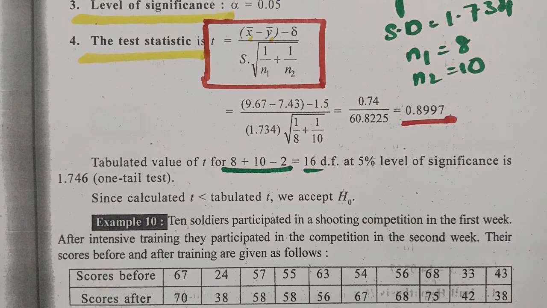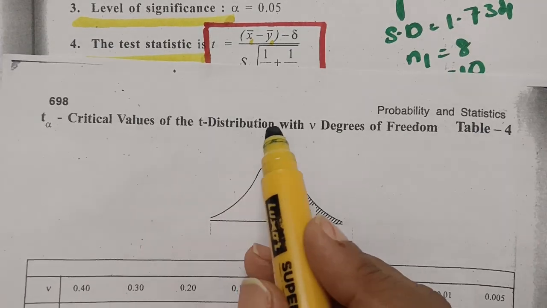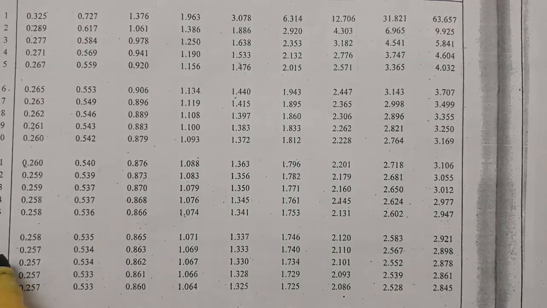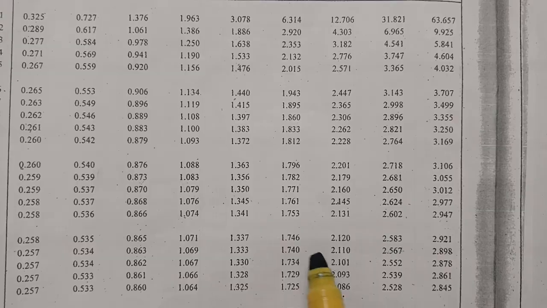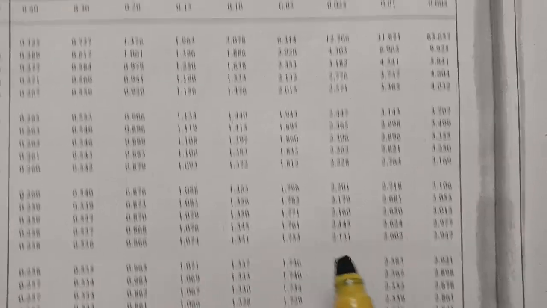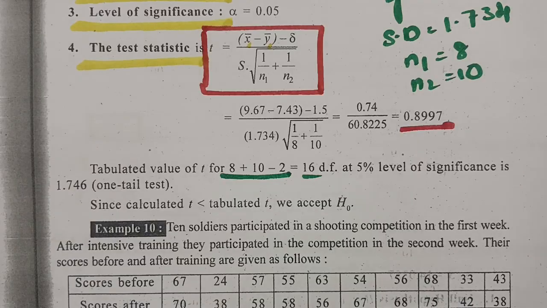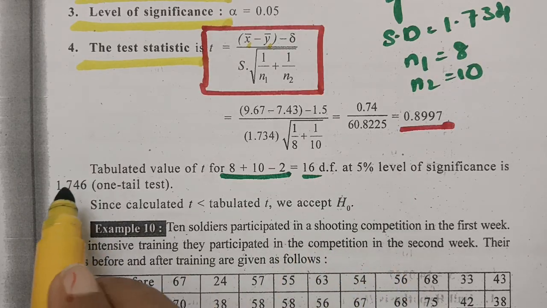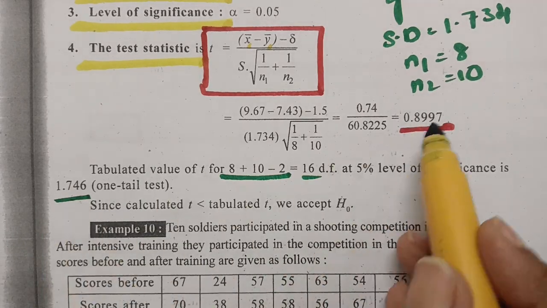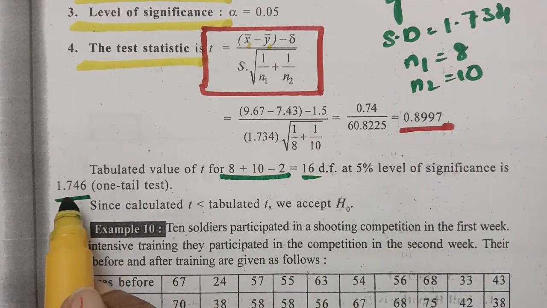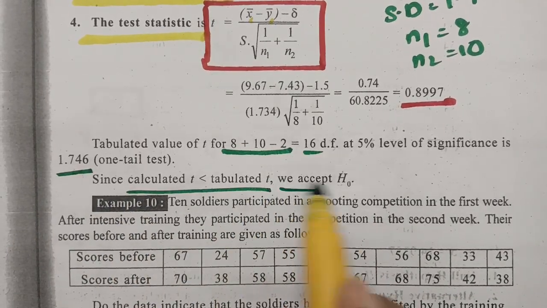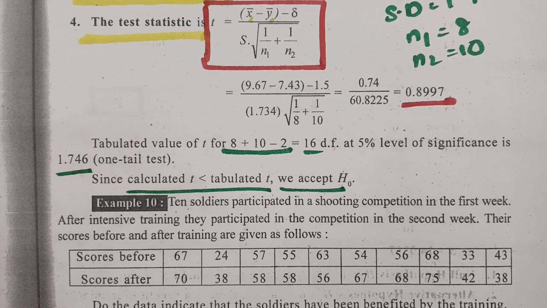See, this is the T distribution table. We have to go with 16 degrees of freedom, and next the 0.05 level of significance. That is 1.743 at 5% level. The value is 1.746. When you compare these two, the calculated value of T is less than the tabular value, and therefore we have to accept H naught. So this is how we have to solve.